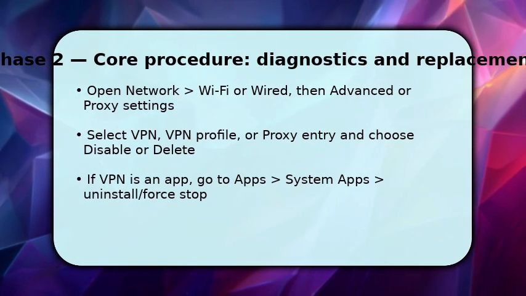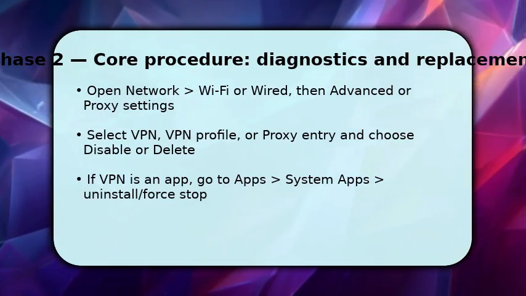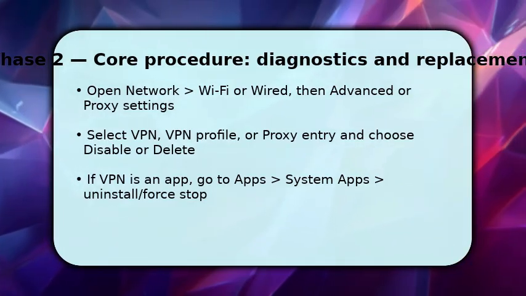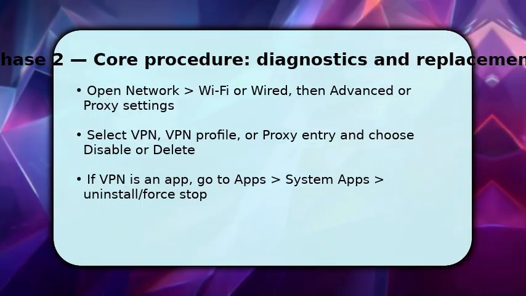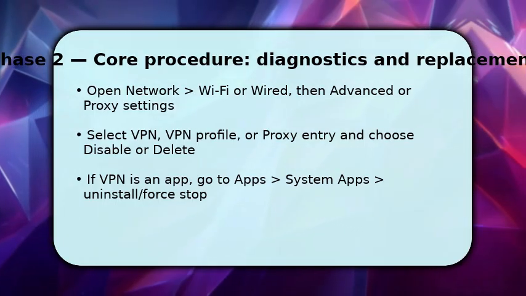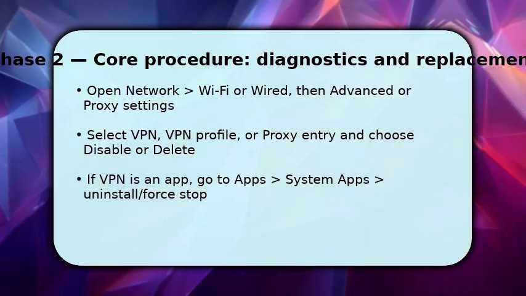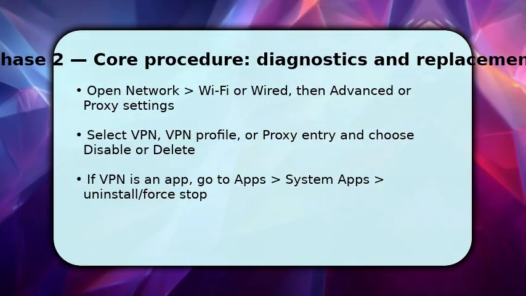Next, locate the actual VPN entry. In Network, choose Wi-Fi or wired, then Advanced or Proxy settings. Some models list VPN profiles in a VPN menu. Select the active VPN profile and either disable or delete it. That removes the routing rule.